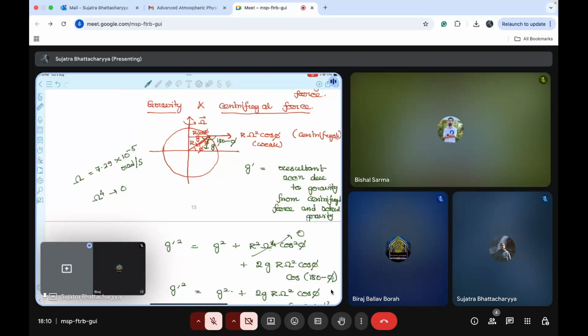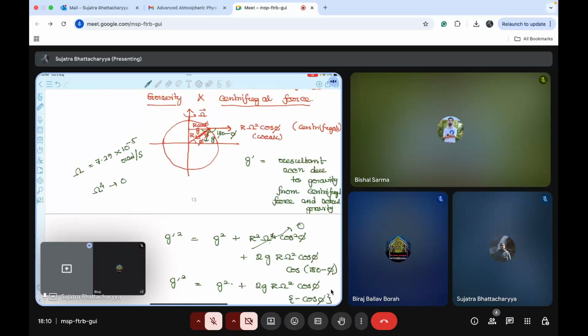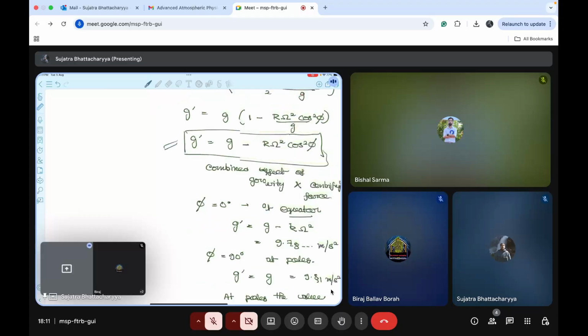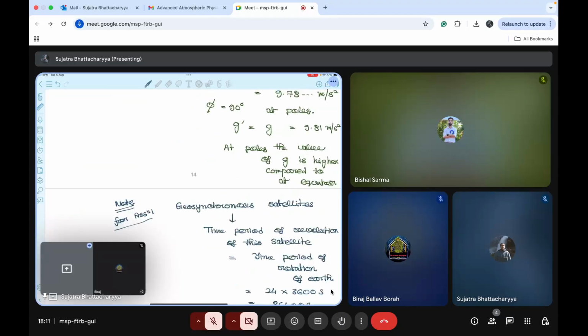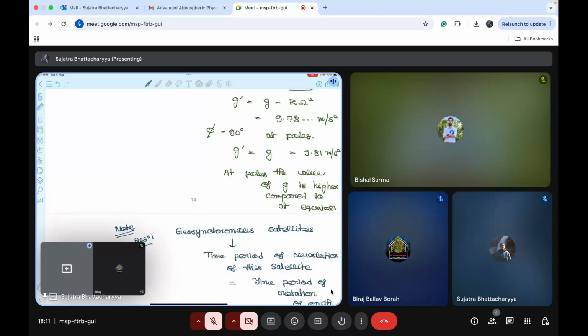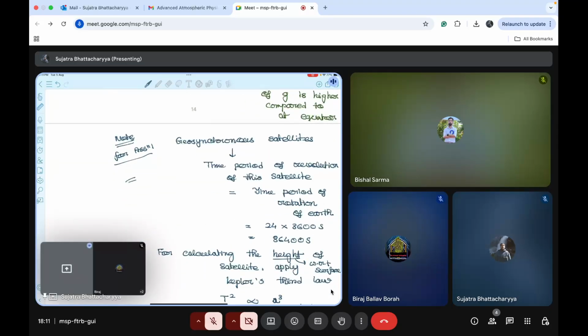I have discussed it. You can see the video link or the PDF also to understand. It is just the combination of gravity, which acts towards the center of the Earth, and the centrifugal force at any particular latitude, phi. Based on that, we derived an expression, this g dash, the resultant gravity. And there is another thing in assignment one, which is the geosynchronous satellite.